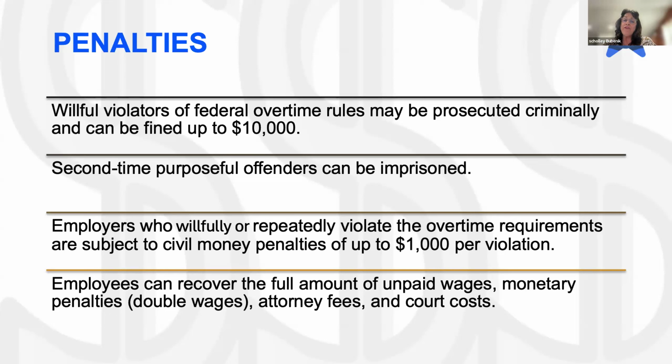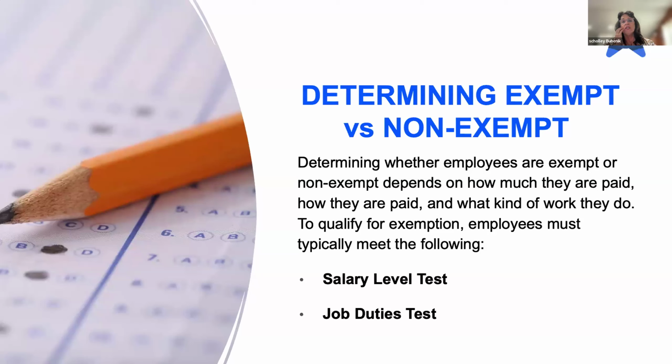And also, if you are ever audited by the Department of Labor, please know that employees can recover the full amount of unpaid wages plus monetary penalties, which could be double wages, attorney fees, court costs, etc. So it can be a pretty significant hit to your bottom line if you don't do this correctly. So the first thing I want to talk about is determining whether an employee is exempt or non-exempt. And there's two primary criteria.